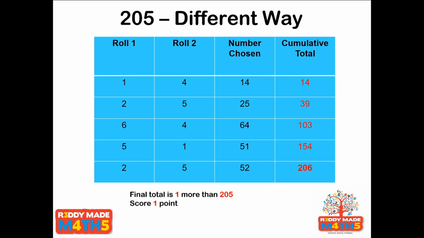Luckily, what then came was 64, which got us to 103. Then 51, and again add 103 and 51, get 154, and finally 52. You add that, you end up with 206, which means you only score 1 point for being one away.